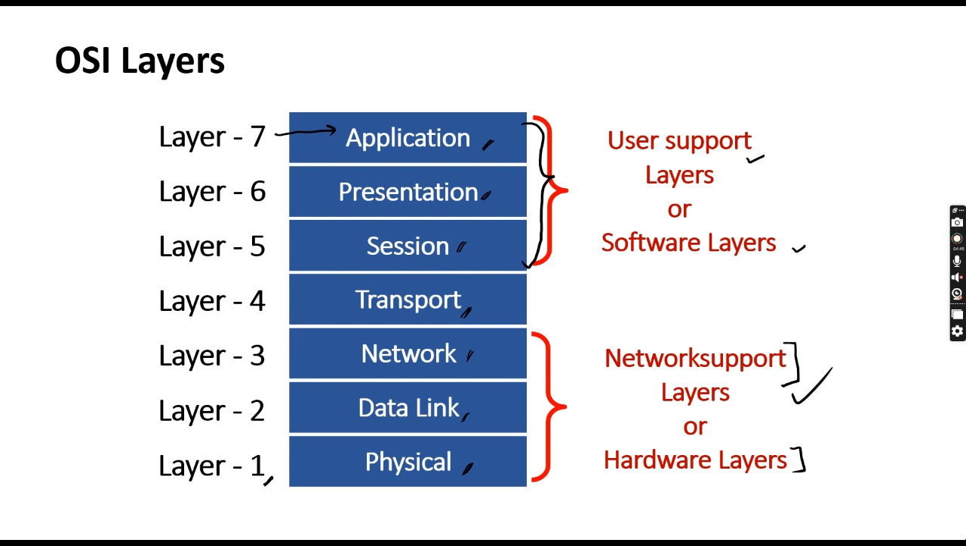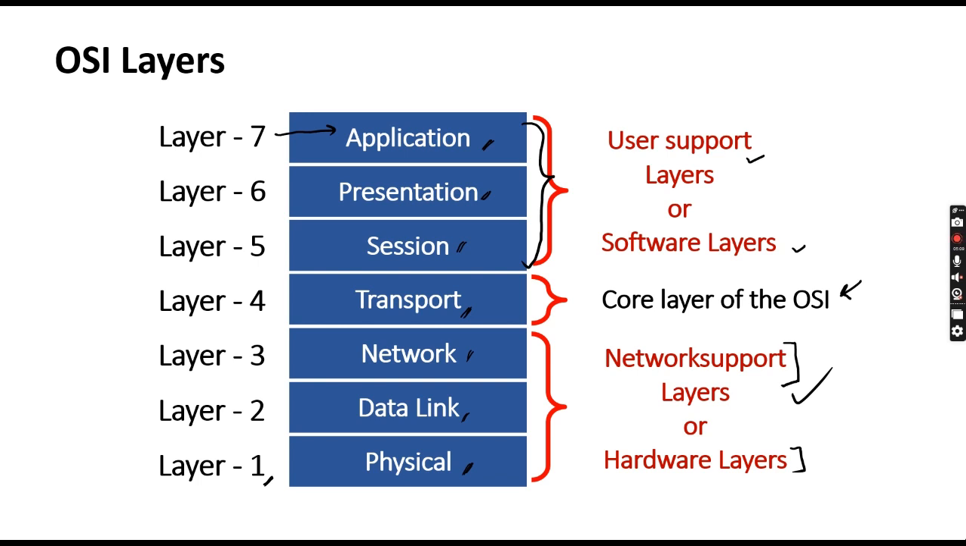Next you have the transport layer, which is considered the heart, or core, of the OSI layers. It allows communication between your user support layers and network support layers, or in simple terms, from the upper layers to the lower layers, like software and hardware.